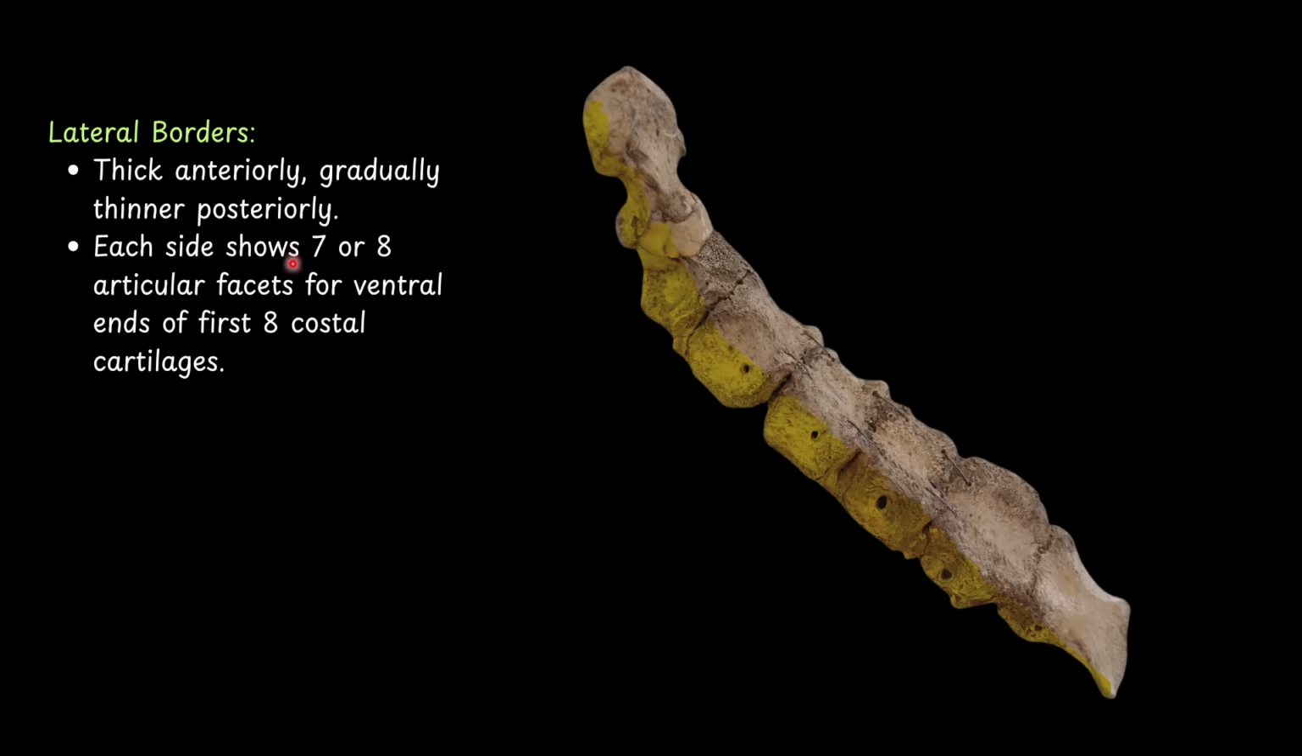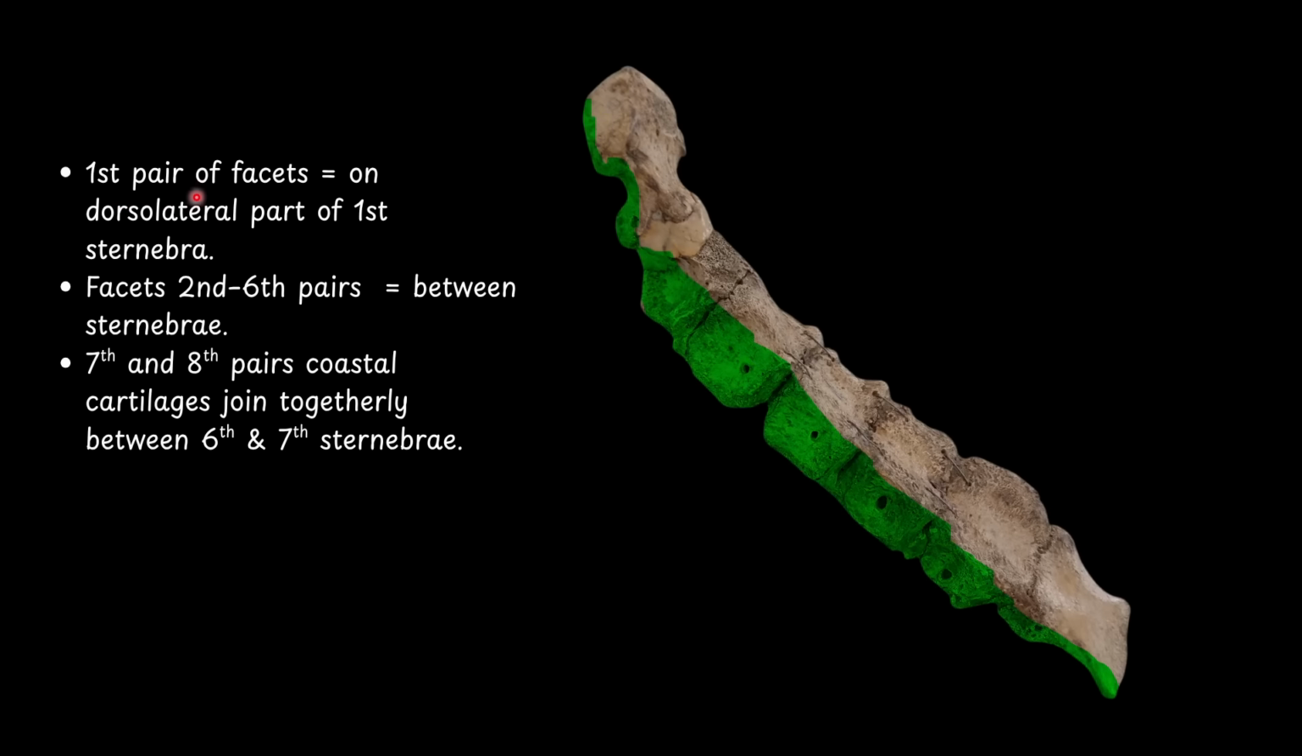Each side shows 7 or 8 articular facets. You can see these are the articular facets for the ventral end of the first 8 costal cartilages. First pair of facets on the dorsolateral aspect of the first sternebra. Facets second to sixth pair between the sternebrae. Seventh and eighth pairs of costal cartilages join together between the sixth and seventh sternebrae.